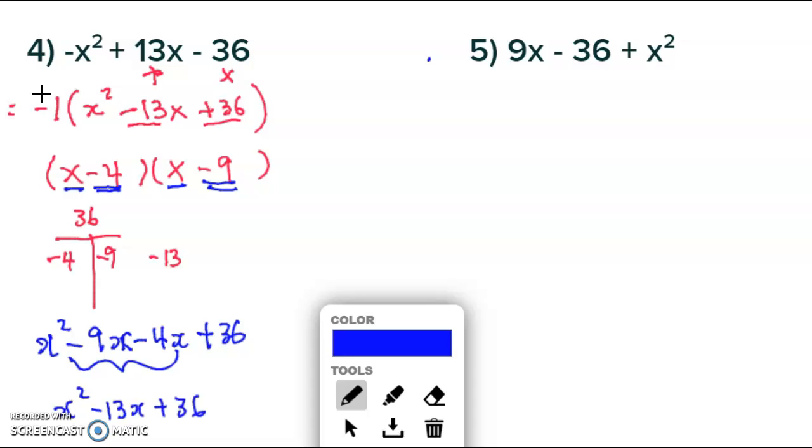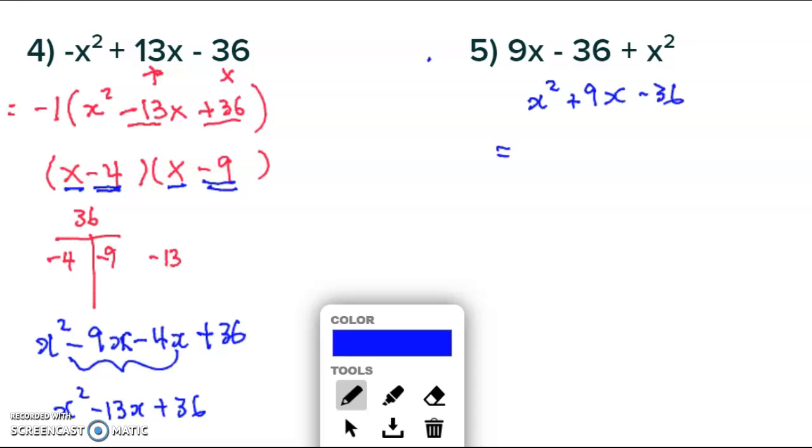Okay, what about number 5? Well, with this problem, what do we need to do first? We need to put this into standard form first. So this is not in standard form because the exponents are not in descending order. So I need to rewrite this as x squared, and then x to the power of 1, and then minus 36.